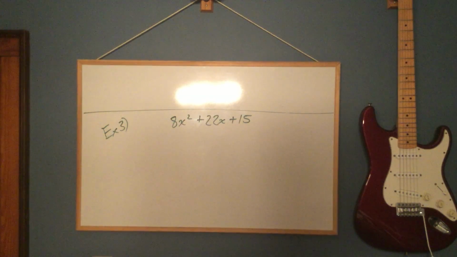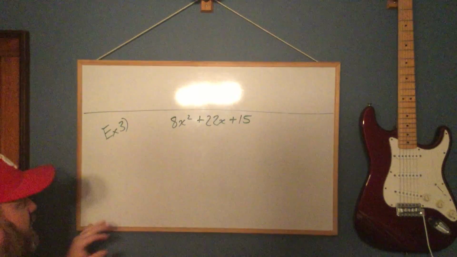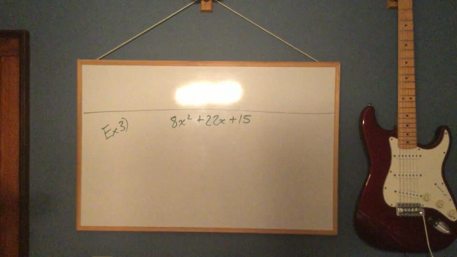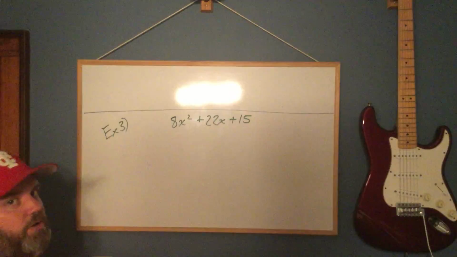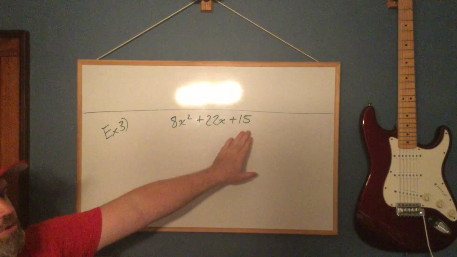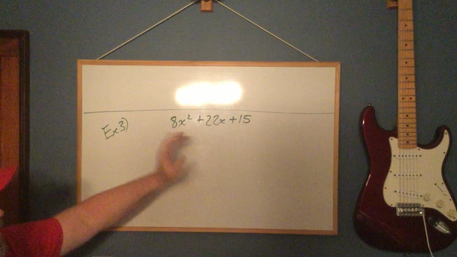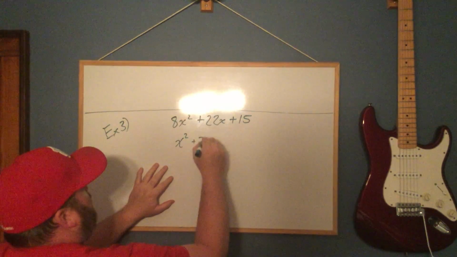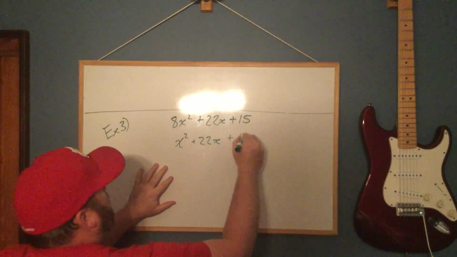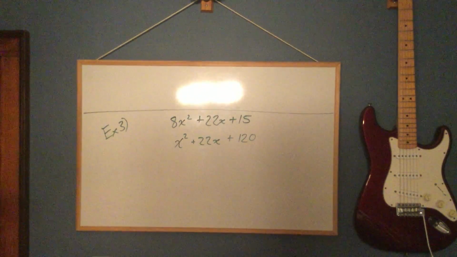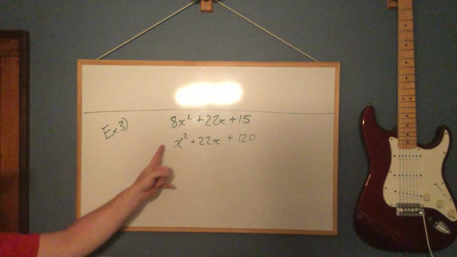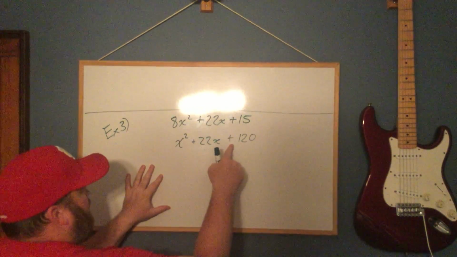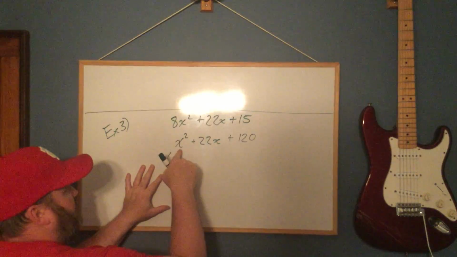Okay, the first thing you do is take a times c, so 8 times 15, which is 120. That becomes your new c term. And then the 8 goes away. So we get x squared plus 22x plus 120. So now we have a trinomial with a leading coefficient equal to 1, which we just learned how to do in the previous video. That means same signs. That means they're both positive. That means it's both x and x.